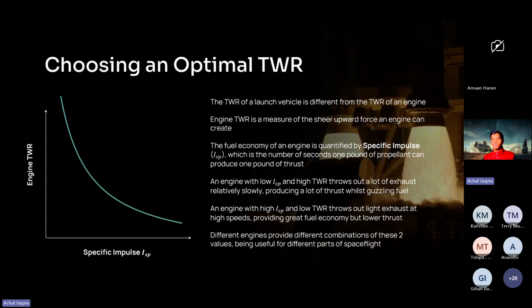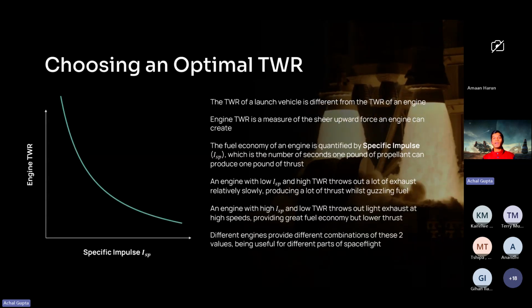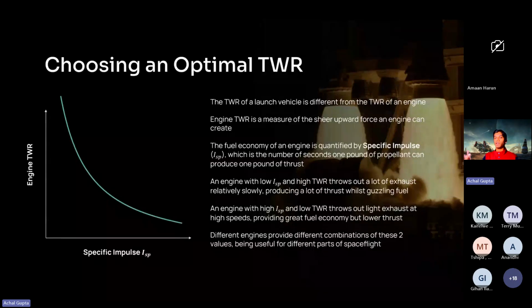The specific impulse is essentially a quantity that measures the number of seconds 1 pound of propellant can produce 1 pound of thrust. And usually you'll find engines with low ISPs and high TWRs, or high ISPs and low TWRs. Ideally, we want to use a high TWR engine on the ground, but once we're in space, we want to be using a high specific impulse engine because they're more fuel efficient.